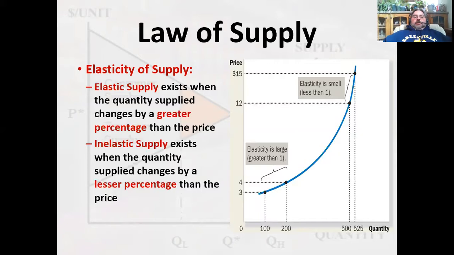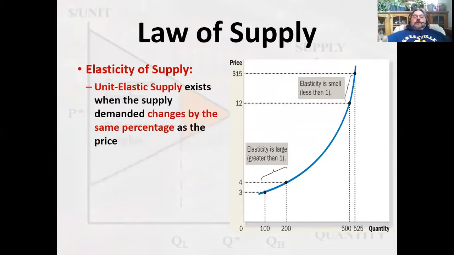Inelastic supply tends to exist when the quantity supplied changes by a lesser percentage than the price. So when our coefficient of elasticity is less than 1, the good or service is said to be inelastic. And of course, unit elastic, just like unit elastic demand, exists when the supply and the price change by the same percentage.